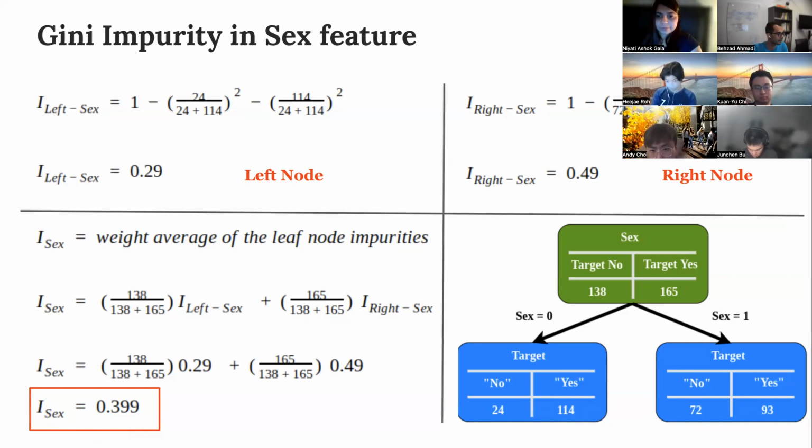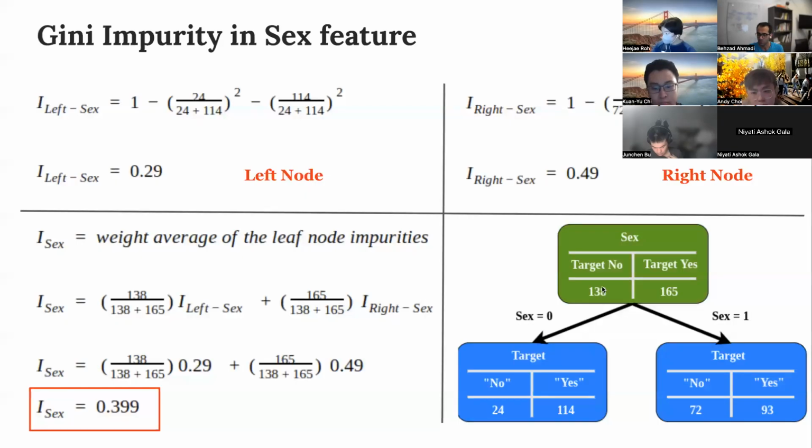Give me a second. Again, like I said, the number of yeses here plus yeses here should sum up to this. But for now, let's focus on the blue numbers in the blue boxes. Okay. So let's assume that if you split by sex, you'll get this distribution on the left and this distribution on the right. What would be the Gini impurity on the left node?